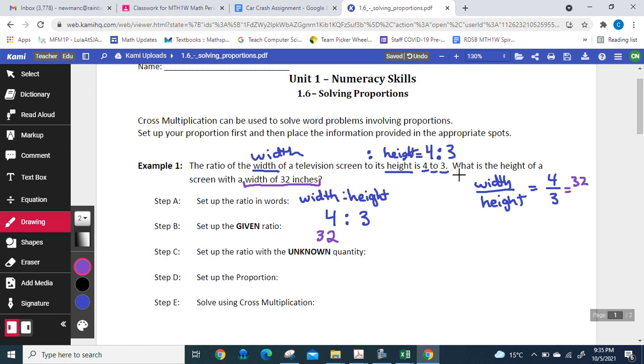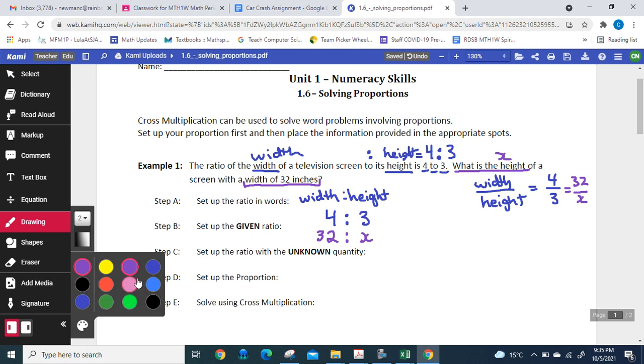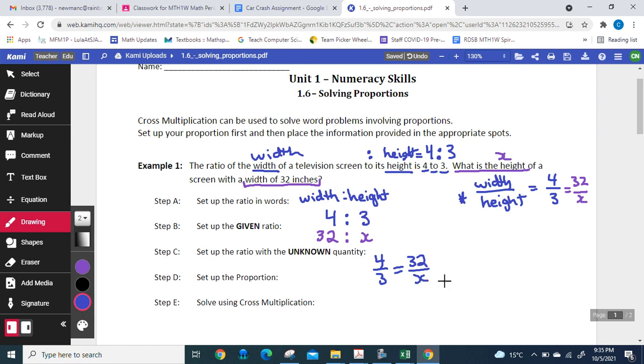And then let's see. What is the height? So that's what I'm looking for. So my height is my x. There's my ratio. So there's my fractional proportion. So when I say set up the proportion, that generally means I want this part right here. So I want to see that 4/3 equals 32 over x. And then we solve it using cross multiplication.